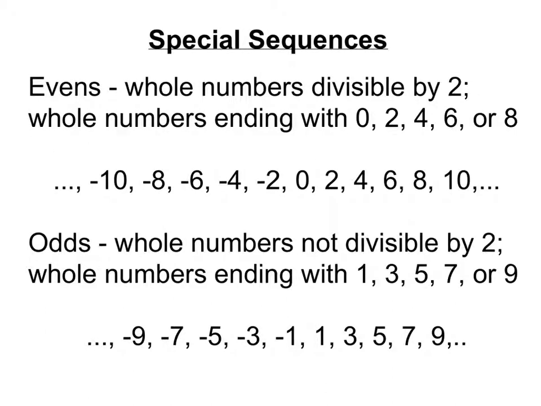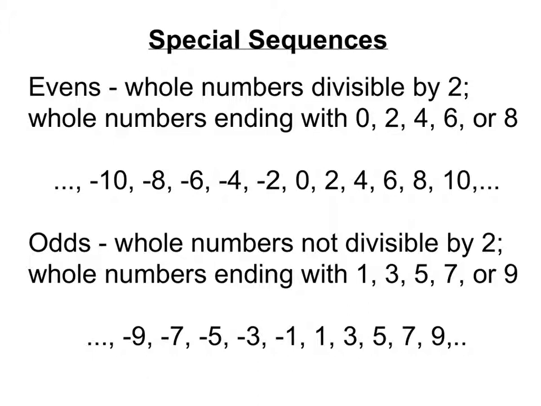Two special sequences that you should know are the even numbers and the odd numbers. An even number is a whole number divisible by 2. In other words, these are whole numbers ending with 0, 2, 4, 6, or 8. Now this isn't a perfect definition because negative numbers are not whole numbers, but it's going to be good enough for today.